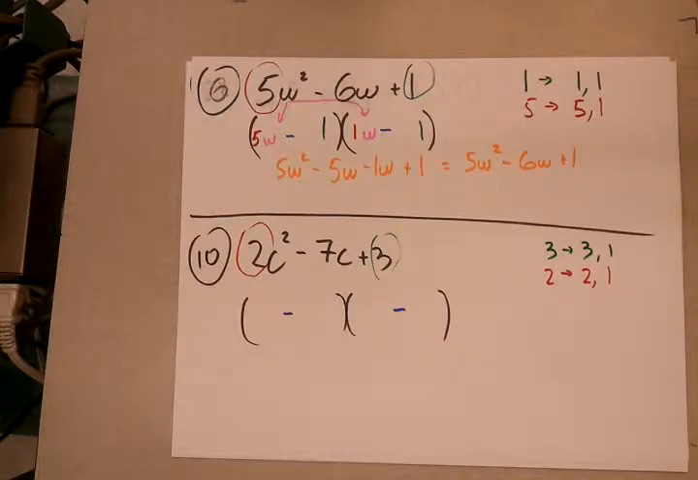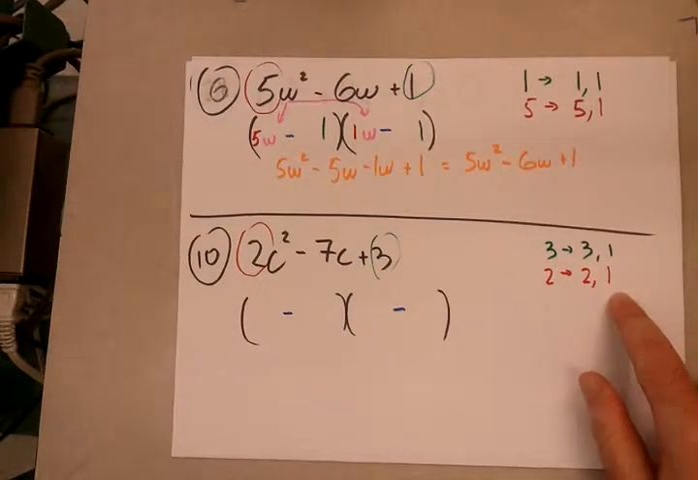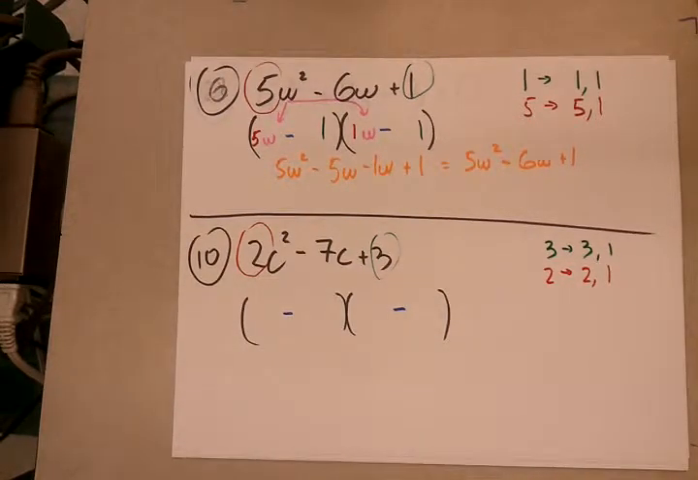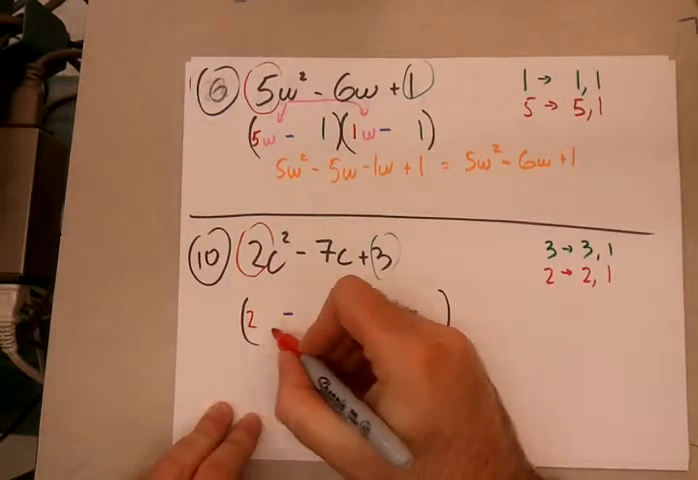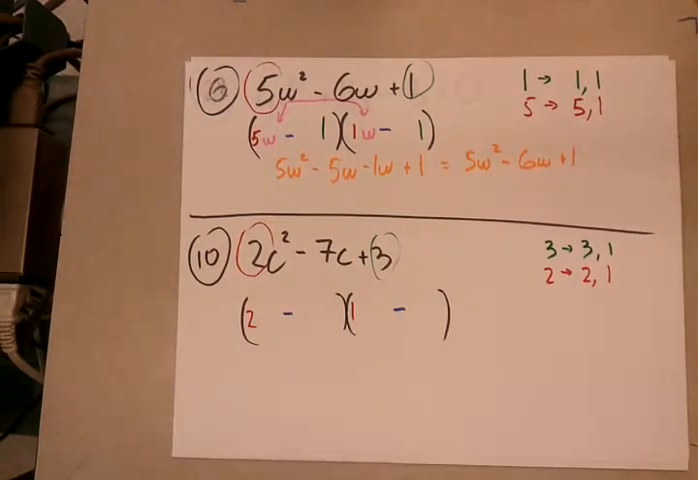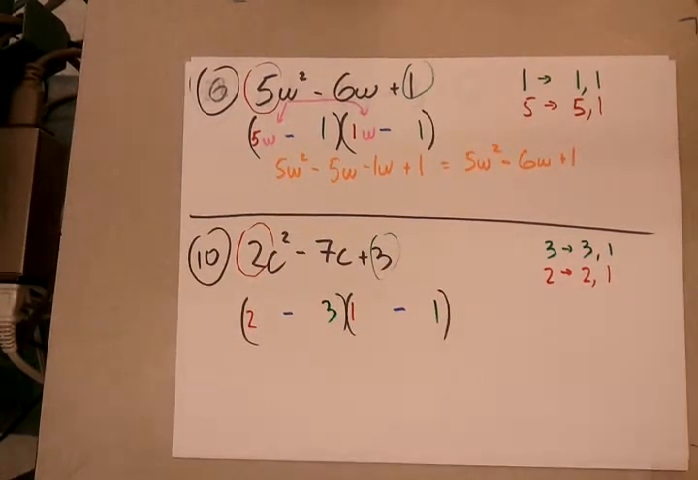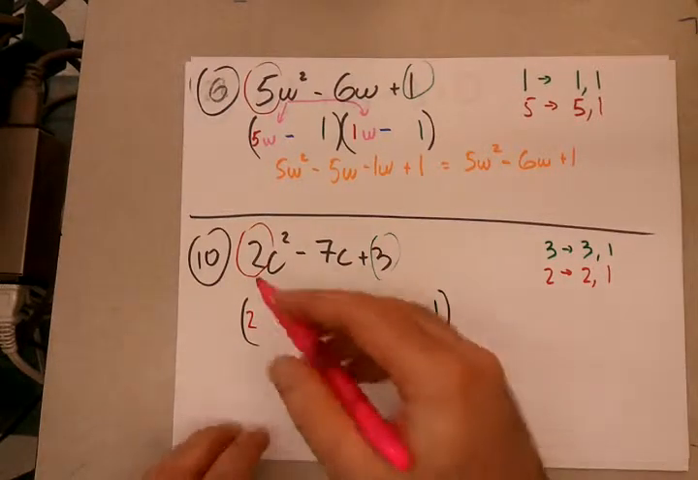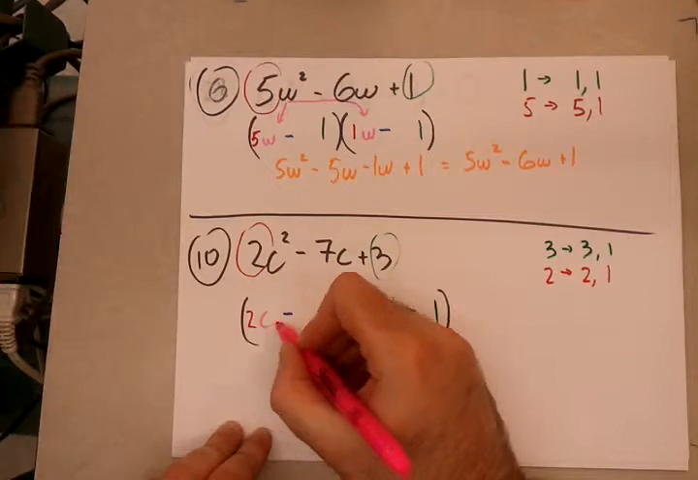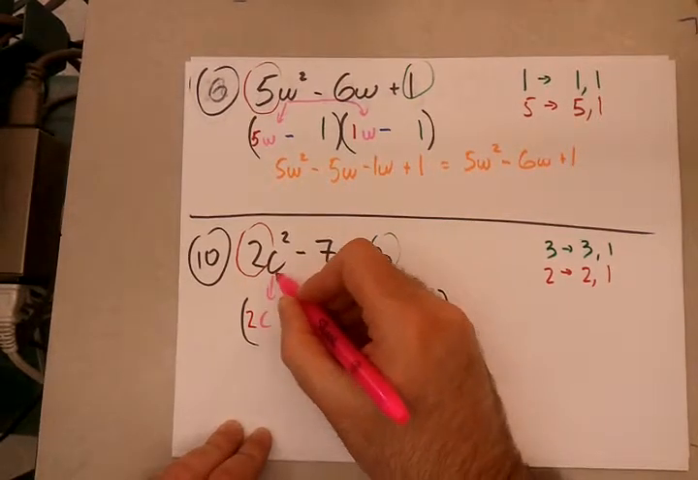And then I want to randomly put in 2 first, then 1, 3 first, then 1. Totally random. I have no idea if it's going to work or not. 2, 1, 3, 1. I figure I have a 50-50 shot of this working or not, just like before. And I can't forget my C and C here. That comes from that c squared.